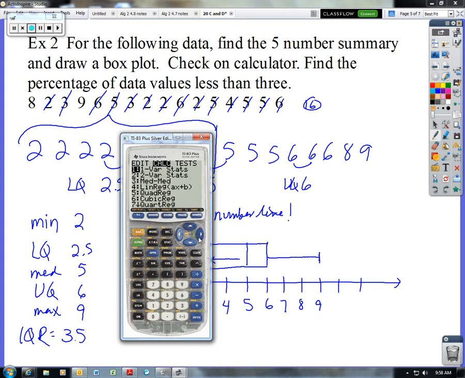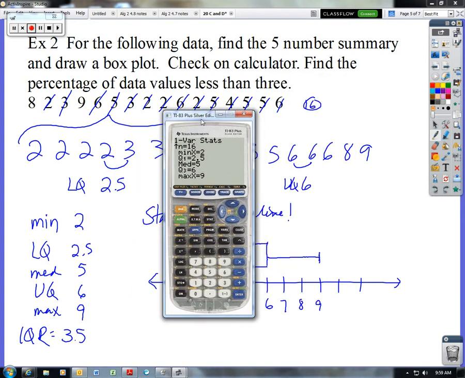Stat, calc, enter. I can just hit enter because it defaults to L1. And this is going to confirm whether or not everything is going well. 2, 2.5, 5, 6, and 9. Great. Now we get to make the box plot.